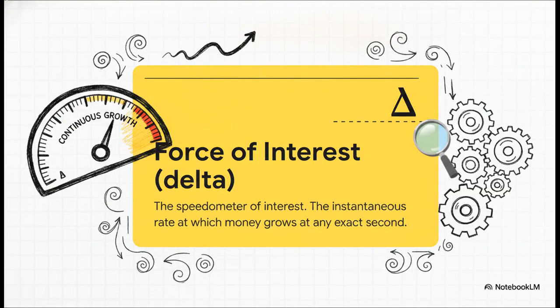Finally, we have delta, the force of interest. This one is my favorite. I call it the speedometer of interest. Imagine continuous, non-stop compounding. This speedometer tells you exactly how fast your money's moving at any given exact microsecond. Instead of interest being credited just once a year or once a month, it's happening constantly. You might be wondering, why do actuaries even use this? Well, in the real world, cash flows like life insurance premiums or pension contributions are coming in constantly, every single day, not just neatly on December 31st. Delta allows us to perfectly model that real-world fluidity.